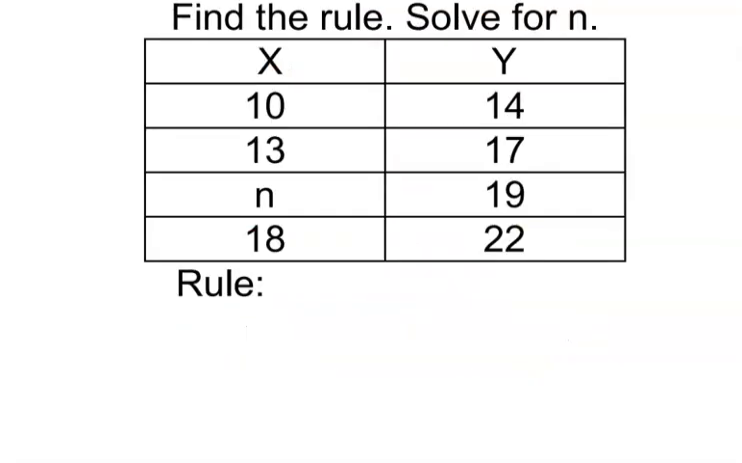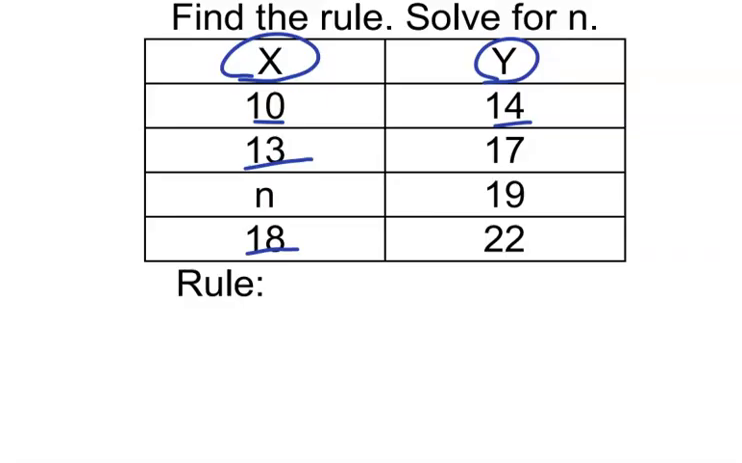Find the rule, solve for n. Once again, you put a 10 and you do something to the 10 and it ends up being a 14. Okay, so you have the 10, something happens to the 10, now it's 14. You have a 13, something happens to the 13, now it's a 7. You have an 18, something happens to the 18, and now it's a 22. So what is happening with the 10, the 13, and the 18?